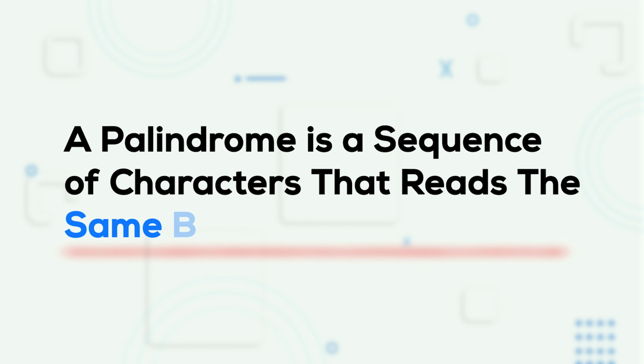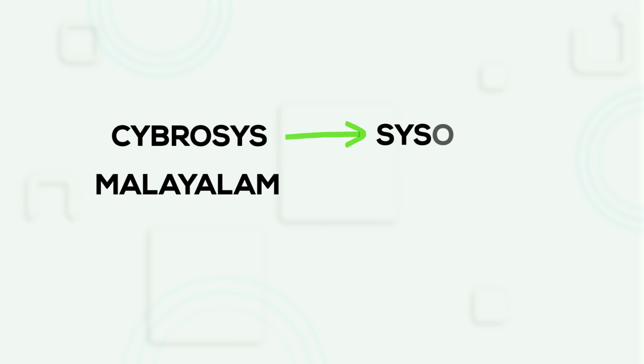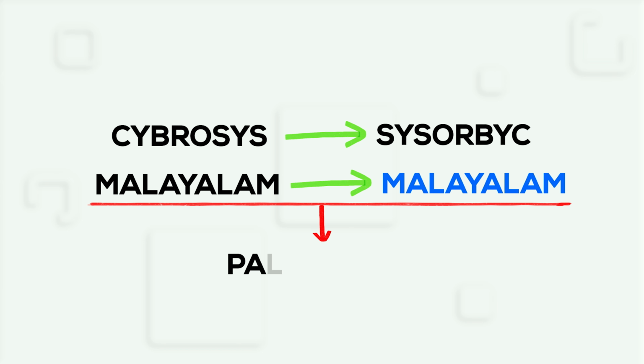Now let's consider two words such as Cyprus and Malayalam. As you start to read the word Cyprus from backward to forward, we can see that it's not pronounced the same as Cyprus. But if you consider the word Malayalam and read it from backward to forward, you can find the same pronunciation and the spelling, everything will be the same. So if you read a word the same backward as forward, then such words or numbers or other sequences of characters are termed a palindrome.